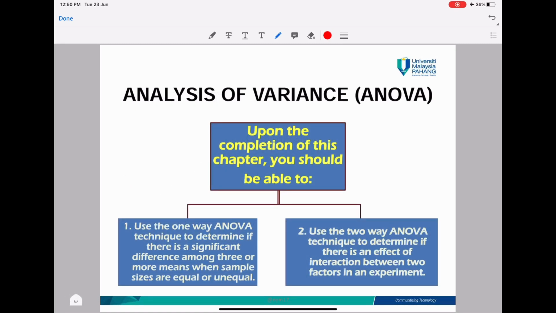When we finish this chapter, you should be able to use the one-way ANOVA to determine if there is a significant difference among 3 or more means, and then you will be able to use the two-way ANOVA to determine if there is an effect of interaction between two factors in an experiment.